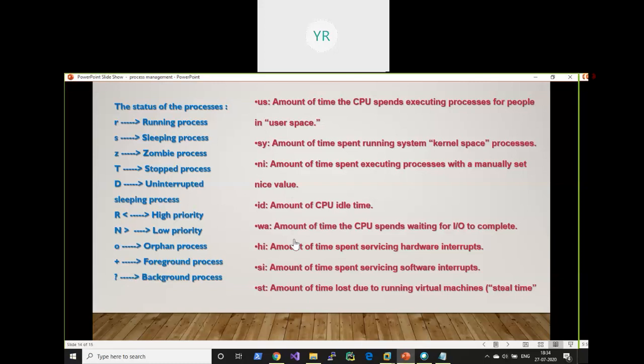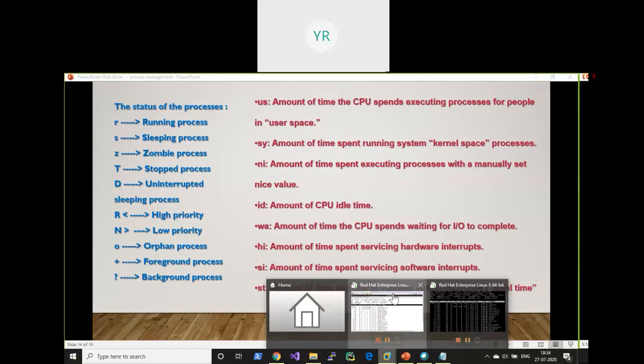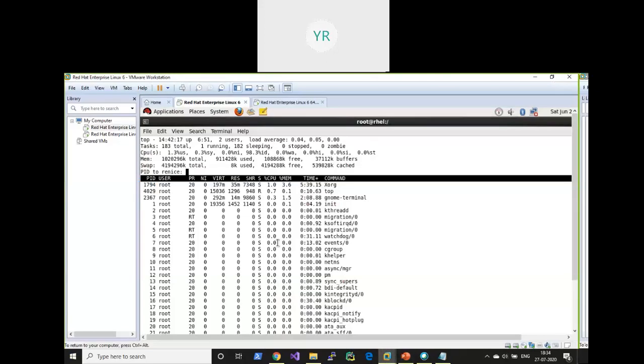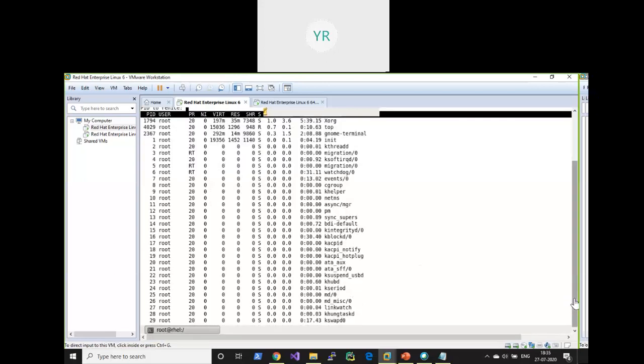That means the process is running in the background of your terminal. Of course, here there are no such things, only S and R are there. Here capital R also is sleeping but high prioritized. Okay, next this thing is percentage of CPU. So how much percentage of CPU each process is consuming is given here.